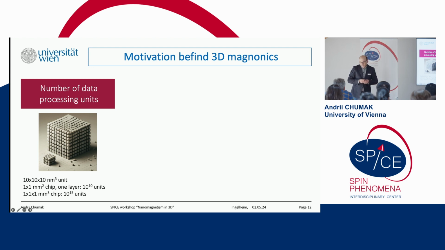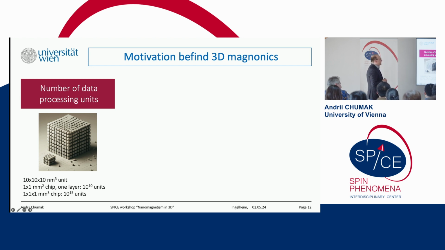And if you do the same, but 1 by 1 by 1 millimeter, then you will get 10 to the power 15 units. So it means 100,000 times more units. Of course, it opens completely new possibilities, and it's a very good way to go. Why is it not done in CMOS nowadays, to the best of my knowledge, or at least not in real three dimensions?